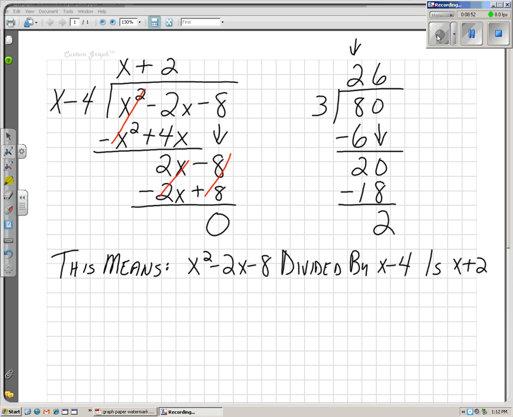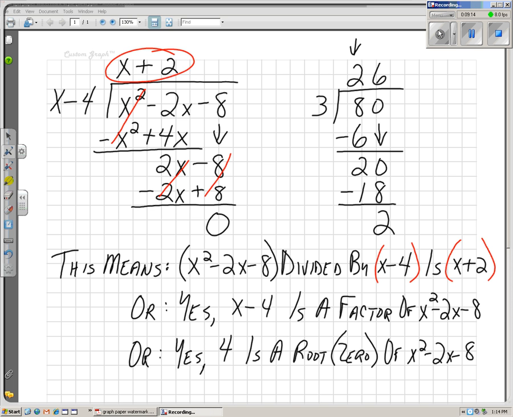What does that mean? It means when I take my function, x squared minus 2x minus 8, and divide it by x minus 4, I get the answer x plus 2. That's what we got up here, with no remainder.